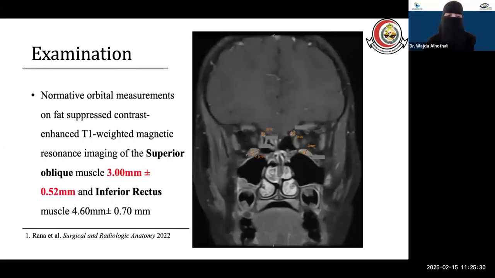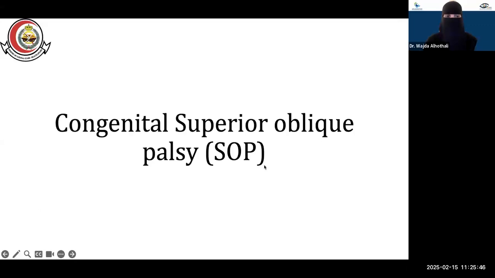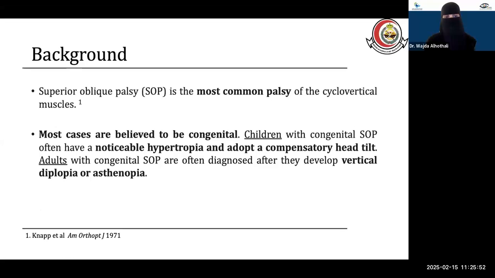When we compare it to normative values, we can see that the superior oblique on the left eye is around 3 millimeters, which is the average, but it's significantly smaller, by 1 millimeter, on the right side. And there is a 1.5 millimeter difference in the inferior rectus between the right and left eye, where it's larger on the right side. So the most likely diagnosis for our case is a congenital superior oblique palsy, most likely bilateral. So I'm going to just go through a few points in superior oblique palsy.